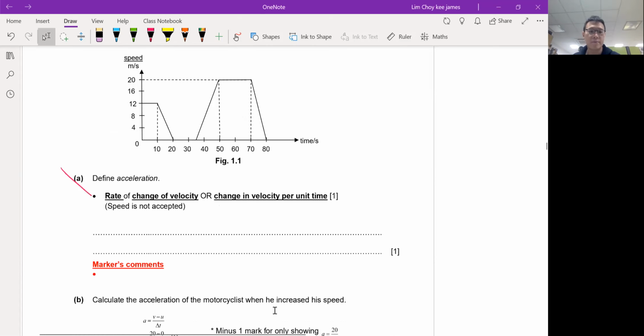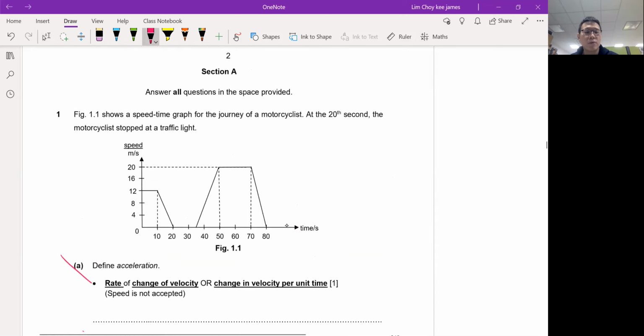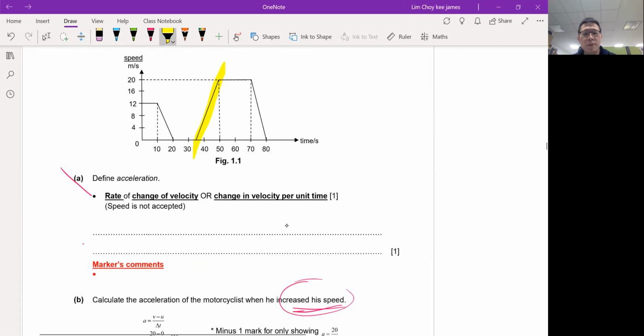Please remember the definitions, and be concise. Now, for acceleration, when he increases his speed, if you look at the graph, the only time he increases his speed is here, from 35 seconds to 50 seconds. So increase in speed means the final speed is 20 and the initial speed is 0. It belongs to this section here.